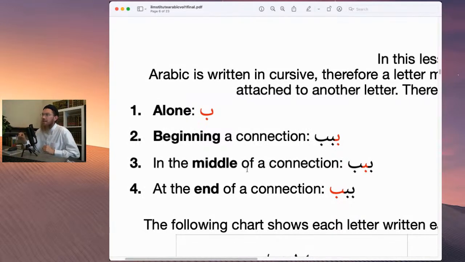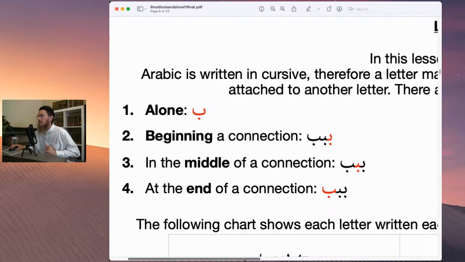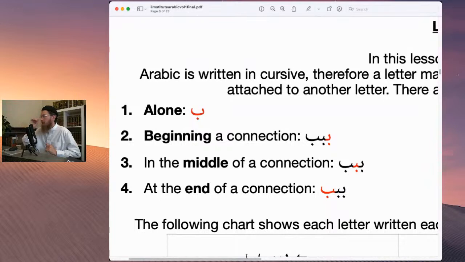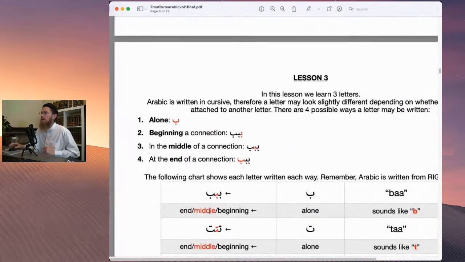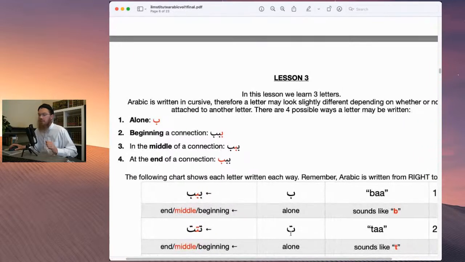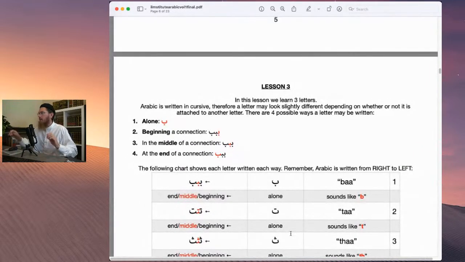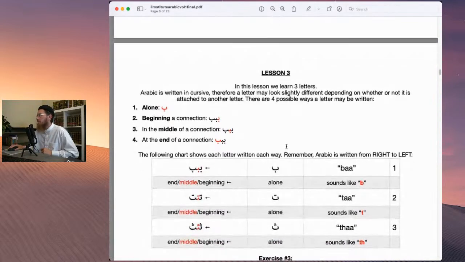The letters connect. So when you're writing in cursive, even in English, it's going to look a little bit different depending on how it connects to a letter before it or after it, or if it's written by itself. Same thing with Arabic. So when you really want to understand a letter in all of its forms, you're going to have to understand what it looks like alone, in the beginning of a connection, the middle of a connection, and the end of a connection. So every letter that we teach you, that's what we're going to show you.